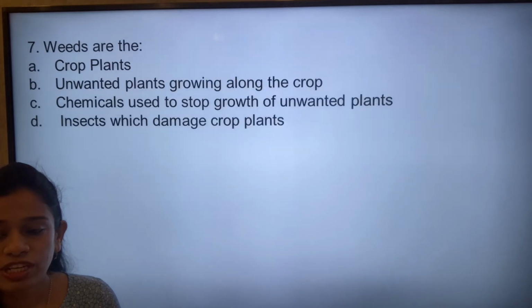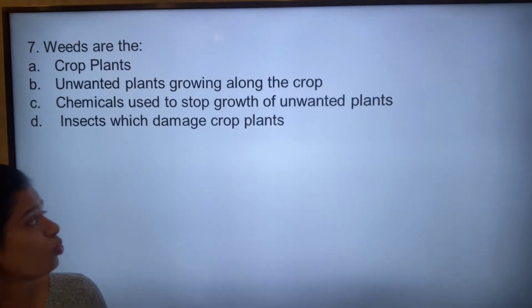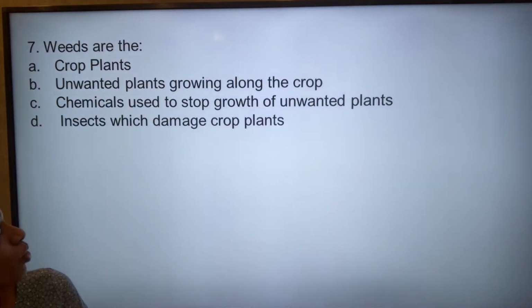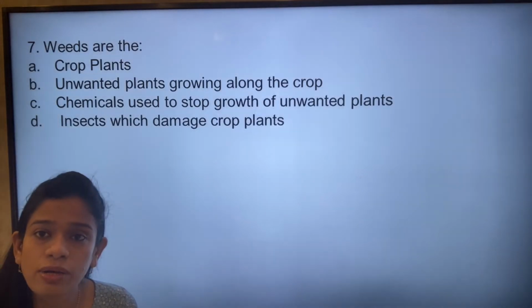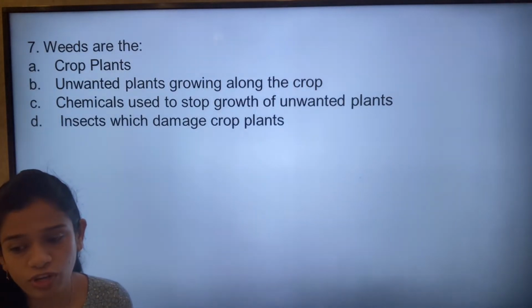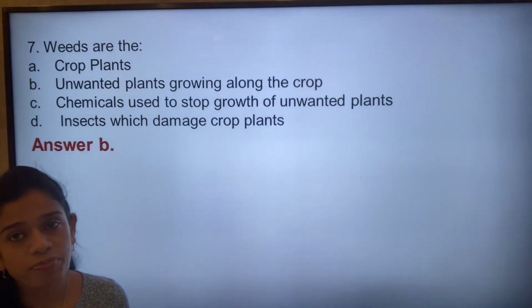The next question, weeds are the plants. Weeds are the crop plants, unwanted plants growing along the crop, chemical used to stop growth of unwanted plants, or insects which damage the plants. So weeds are the plants or unwanted plants that grow along with that of the crop. So it is option B.